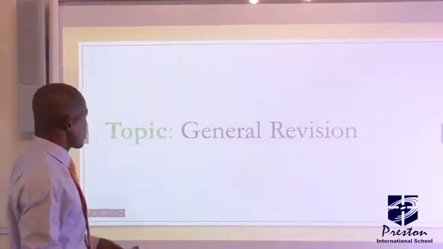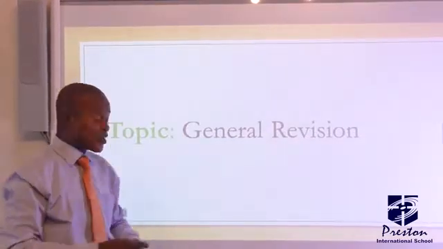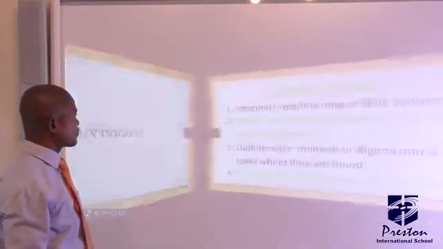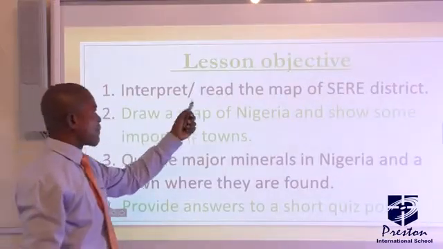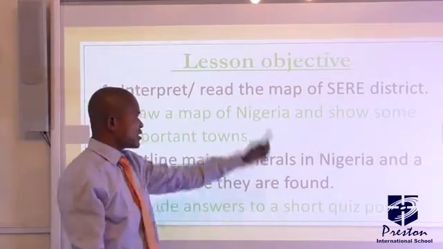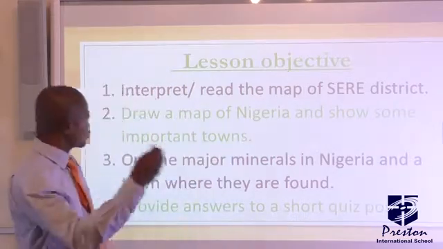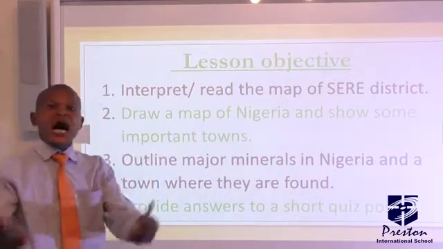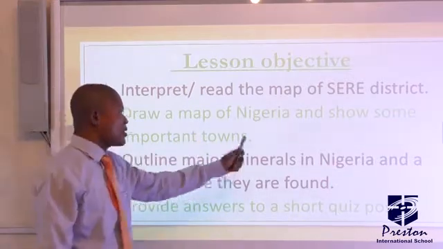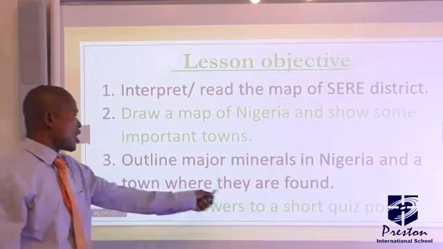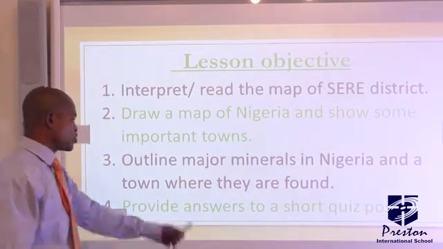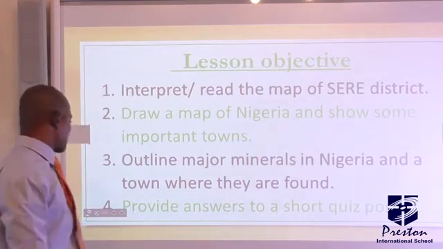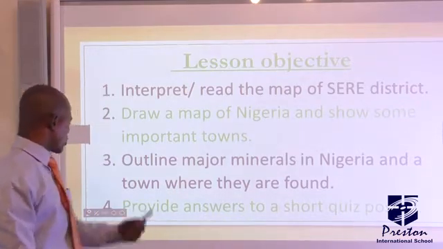But for today, we are looking at a general revision of what we have done so far. We want to look at the first one. You should be able to interpret a given map, especially the Sere district map. You should be able to draw a map of Nigeria and show some important towns. You should be able to outline major minerals in Nigeria and a town where they are found. And finally, you should be able to provide short answers to the quiz that is posted. Now, let's start with the first one.